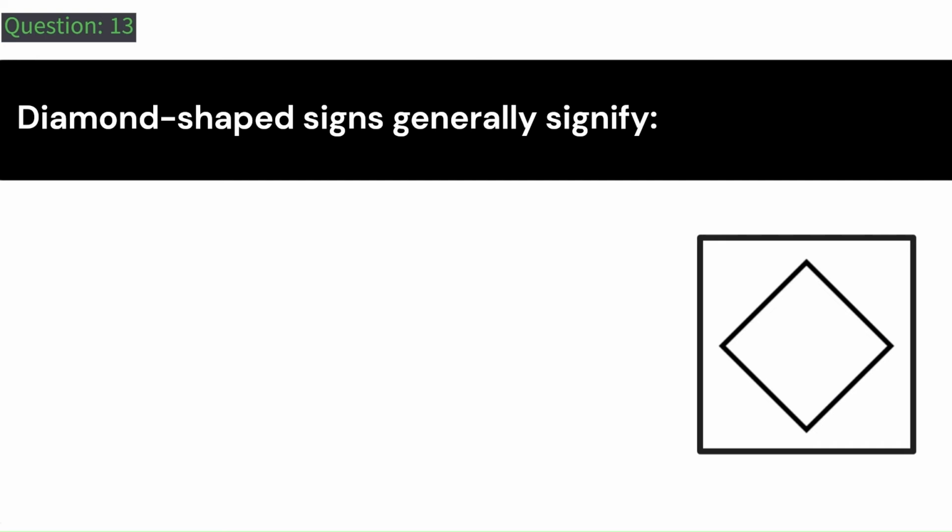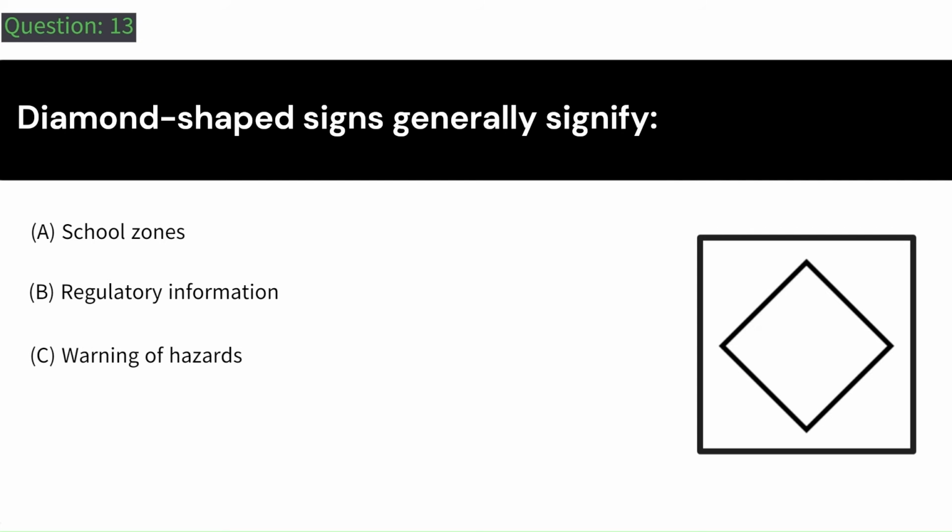Diamond-shaped signs generally signify: A. School zones. B. Regulatory information. C. Warning of hazards. D. Railroad crossings. Answer: C. Warning of hazards.